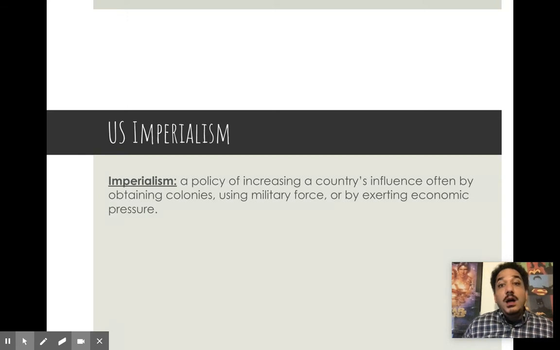So, US imperialism. Imperialism is a policy of increasing a country's influence, often by obtaining colonies, using military force, or exerting economic pressure. It's when you try to take over another country. That's imperialism. If I said I want America to be bigger, so we're going to take over Mexico and make Mexico do whatever we want them to, that would be imperialism. I'm not saying that we're doing that right now.